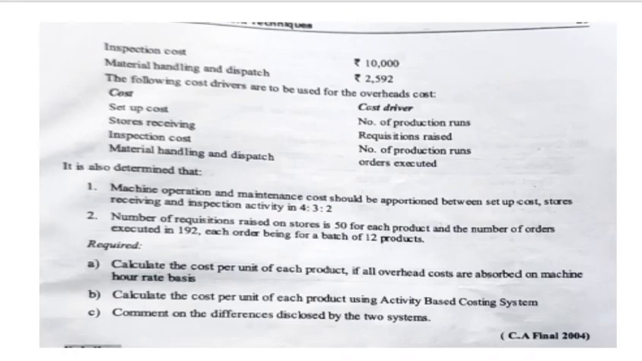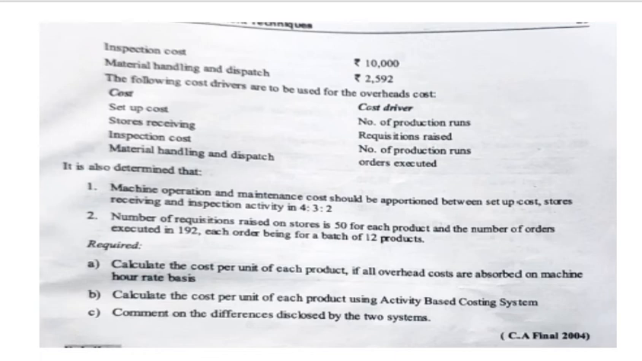Next cost activity is material handling and dispatch. For that you have the denominator or cost driver as orders executed. In the question, the number of orders executed is 192, each order being for a batch of 12 products. So the orders executed are 192 orders, and each order is a batch of 12 products.